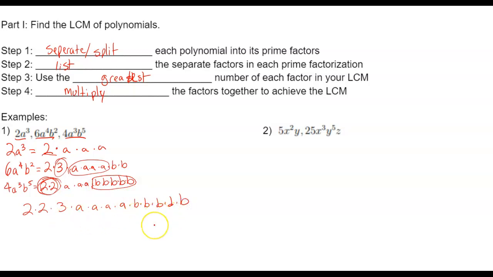Okay, and now I'm going to multiply these factors together. So really I'm just going to put them back together. 2 times 2 is 4, times 3 is 12. A times a times a times a is a to the 4th. And then b times b times b, times b times b, is b to the 5th. So my least common multiple of these three expressions is 12a to the 4th times b to the 5th.